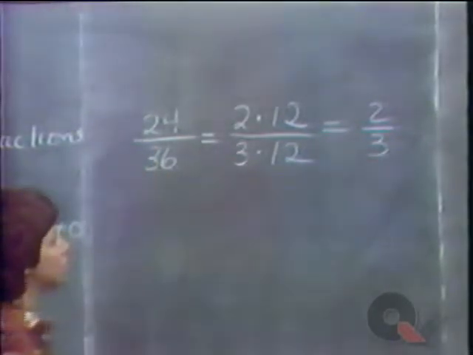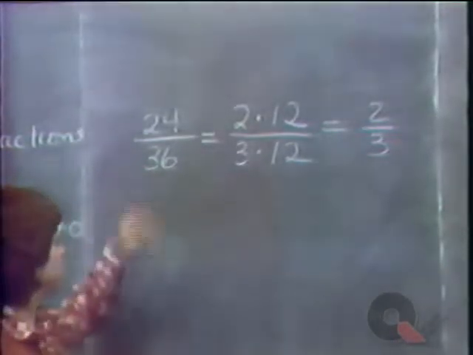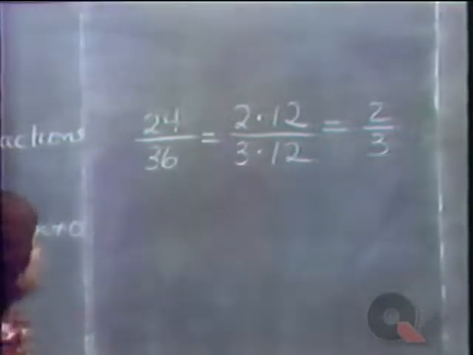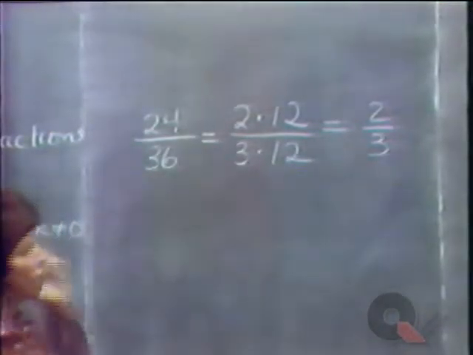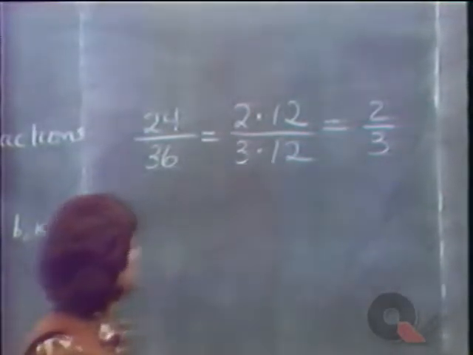This fraction was not in lowest terms. They had a factor in common. In fact, they have many factors in common. For example, 2 goes into the numerator and the denominator, so does 4. What we were trying to find was the greatest common factor, and in that case, it was 12.